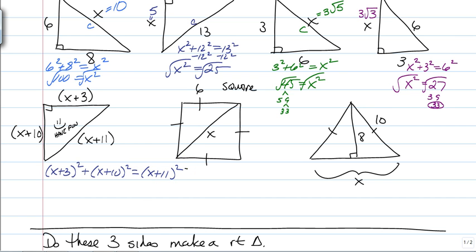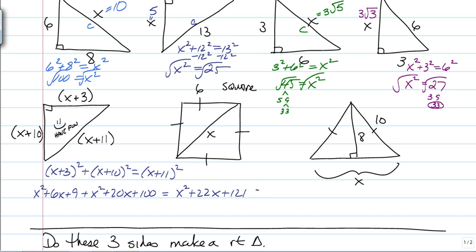You can see it's already going to be an algebraic challenge. Better yet, x plus 3 squared is x squared plus 6x plus 9. X plus 10 squared is x squared plus 20x plus 100. And that's equal to x squared plus 22x plus 121.